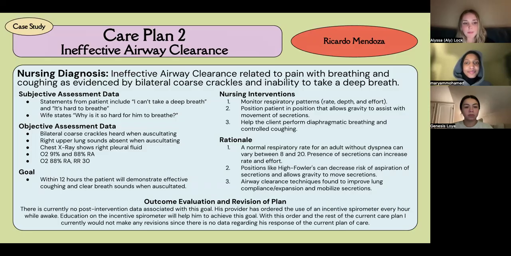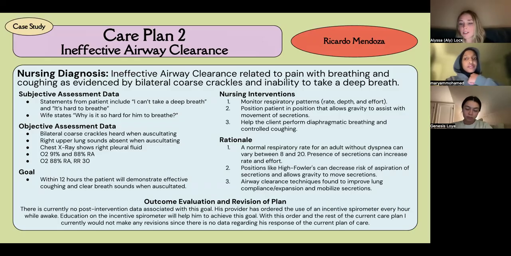Our objective assessment data included the bilateral coarse crackles heard when auscultating the lungs, and right upper lung sounds were absent when auscultating, as well as a chest x-ray that showed right pleural fluid and an oxygen saturation of 88% on room air and respiratory rate of 30. Our goal was within 12 hours, Ricardo would demonstrate effective coughing and clear breath sounds when being auscultated.